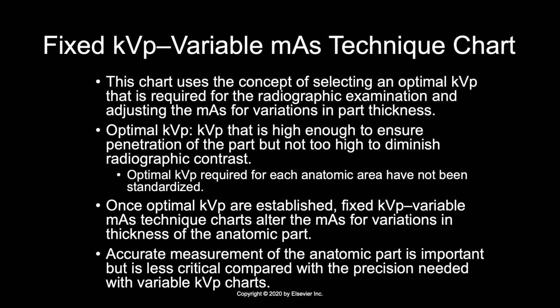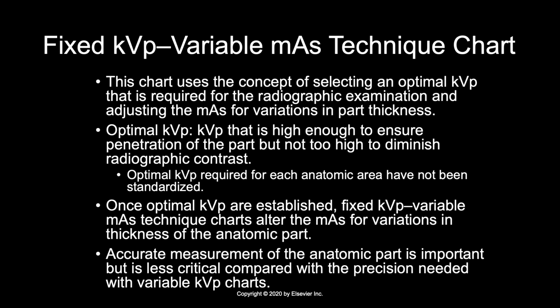Patients can be grouped by size, such as small, medium, large, and extra large, or sometimes on control panels, they'll have actual weight ranges in pounds, such as 100 to 130, and so on. Measuring the thickness would not be required with this type of control panel.